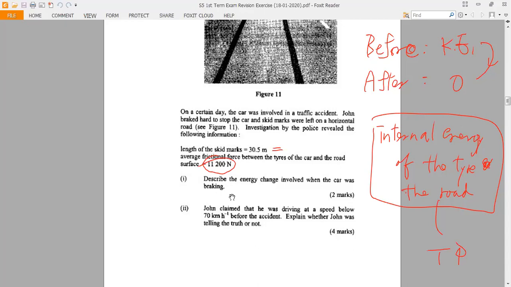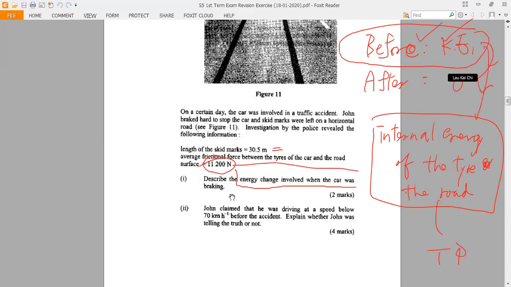Okay, last. John is lying. Let's see. Let me answer the first one first. I repeat once again. In this question, you are trying to describe the energy involved when the car is braking. You should first mention what energy you have at the beginning. You should first mention there's a KE of the car, and it will convert into the internal energy of the tire and the road. Okay, you may say due to friction or due to work done against friction. So that would be okay.